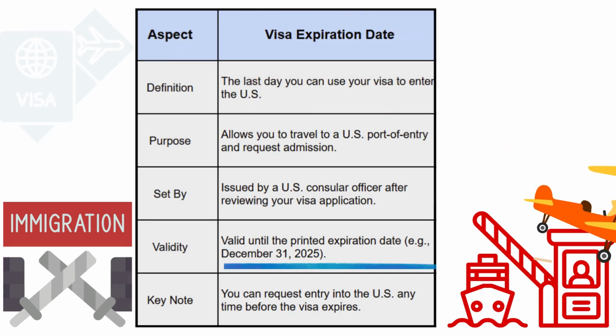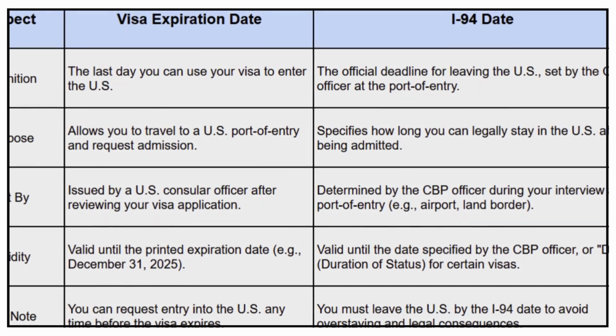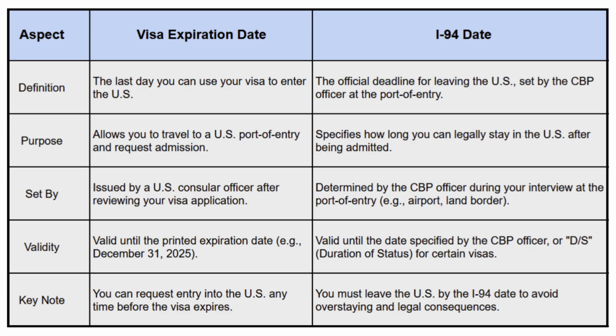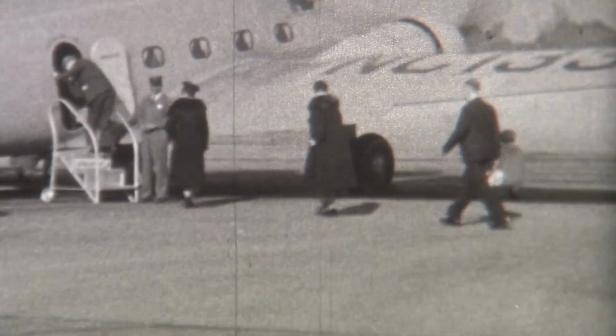On the other hand, the I-94 date is the official deadline for leaving the United States set by the CBP officer at the port of entry. This date is decided by the officer at the airport after a brief interview with you, and this is the last date for you to depart the United States.